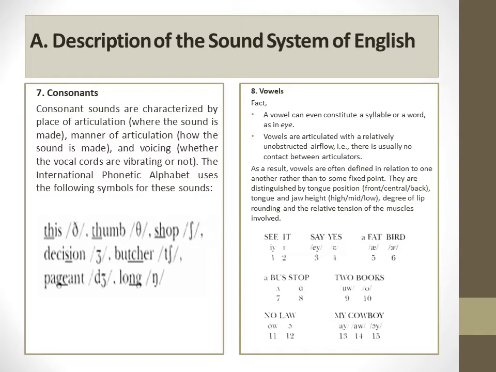7. Consonants. Consonant sounds are characterized by place of articulation, where the sound is made, manner of articulation, how the sound is made, and voicing, whether the vocal cords are vibrating or not. The International Phonetic Alphabet uses the following symbol for this sound. 8.